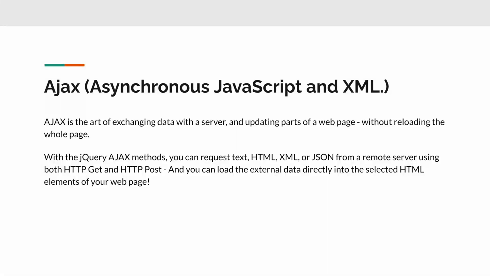AJAX stands for Asynchronous JavaScript and XML. AJAX is the art of exchanging data with the server and updating parts of a web page without reloading the whole page. The jQuery library offers AJAX methods as well. With the jQuery AJAX methods, we can request text, HTML, XML, or JSON from a remote server using both HTTP GET and HTTP POST. And we can load the external data directly into the selected HTML elements of our web page.